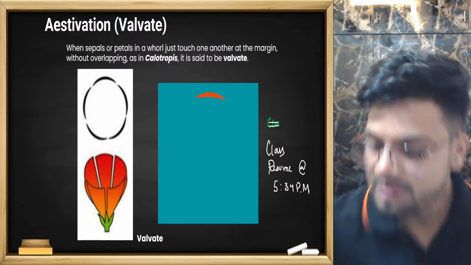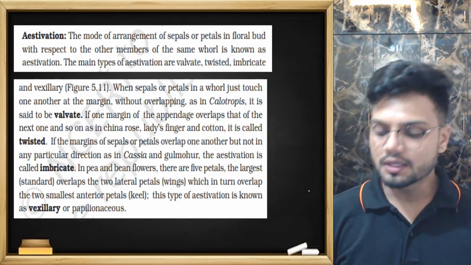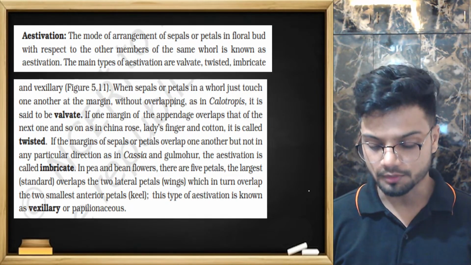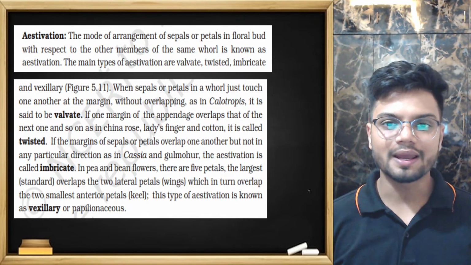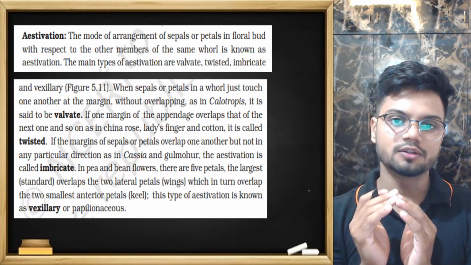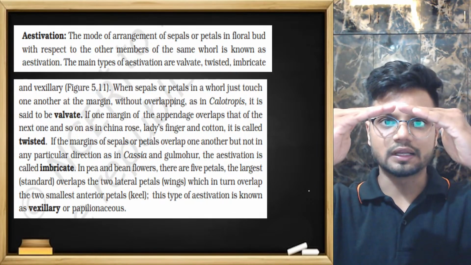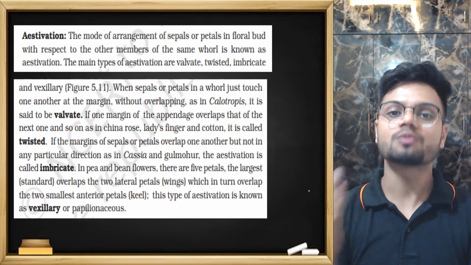Now, students, let's start with estivation. What is the meaning of estivation? Estivation is nothing but the arrangement of petals or sepals with respect to each other. For example, here I have a petal, one more petal. How are they arranged with respect to each other? That is called the estivation.